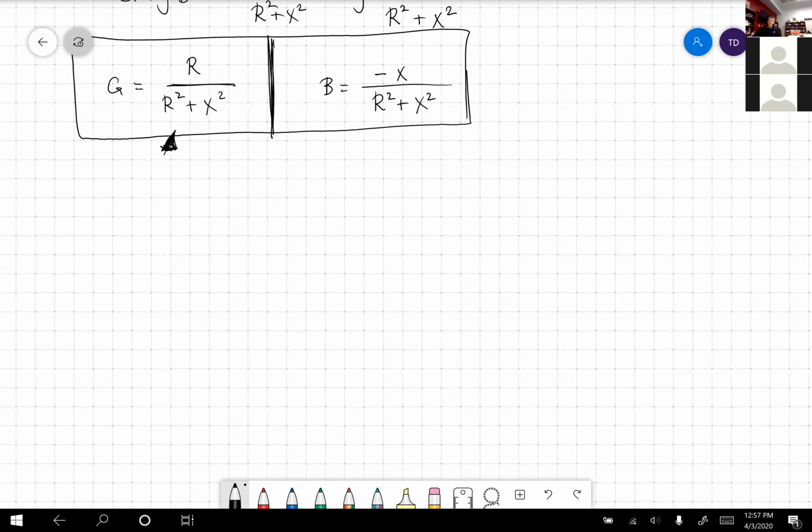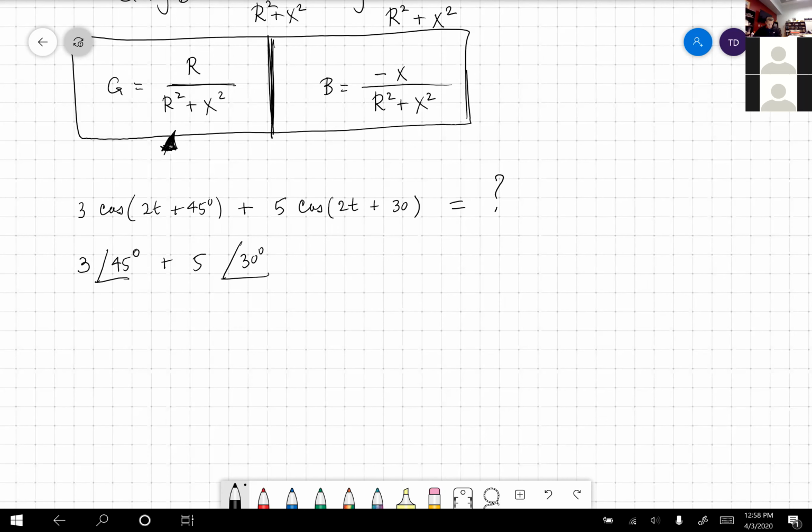For example, this you can do. You can say 3 cosine of 2t plus 45 degrees plus 5 cosine of 2t plus 30 degrees equals what? And we can solve this in the frequency domain by going to the phasor form. 3 at an angle of 45 degrees plus 5 at an angle of 30 degrees equals. Then just stop breaking it up.